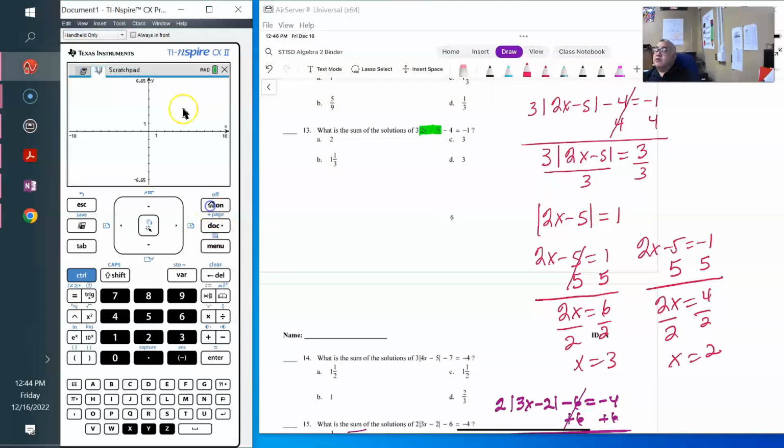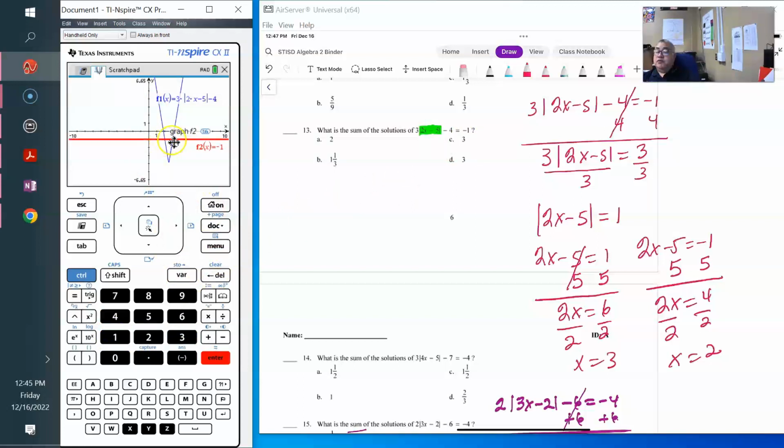So what you want to do is type in the left side of this equation. You have 3, and right here's the button for absolute value, and you're going to type in 2x minus 5 minus 4. You see that? Now, that's the left side. You need the right side, because the right side is negative 1. So go to Menu, Function, and type in negative 1.